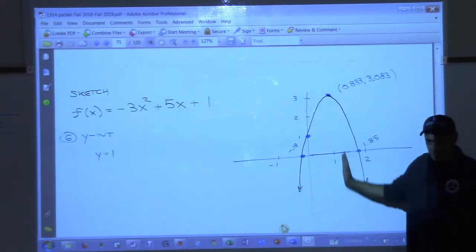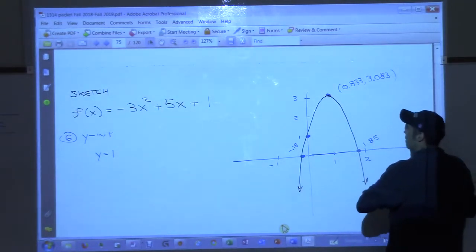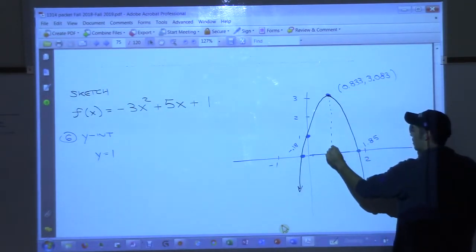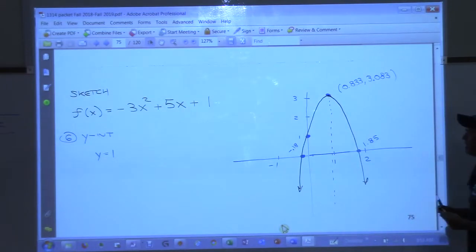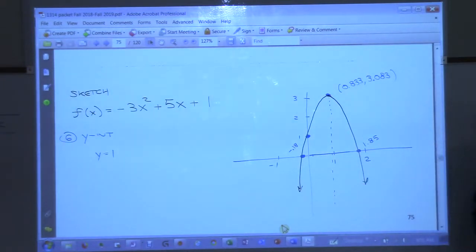Yeah, so that axis of symmetry is optional. You don't have to do it. If you want to, you can. I'm not going to require you do it, but if you imagine a line down the middle, it should be pretty much a mirror image of itself, which would be okay.